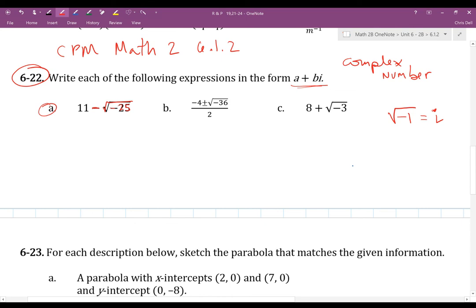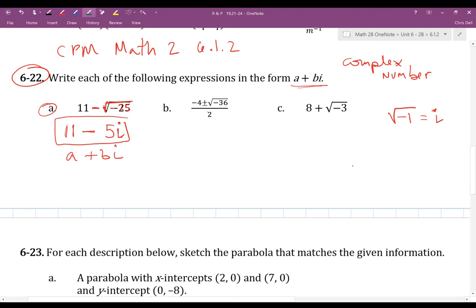So if I look at the square root of negative 25, it's negative, so I know I'm going to get an i out of it, and the square root of 25 is 5, so that becomes 5i. So what we have is 11 minus 5i. And there is my form now, my a plus bi. A is the constant, and it's minus in this case, so my b is negative 5, and i is the imaginary part of that number. So there is 11 minus 5i.